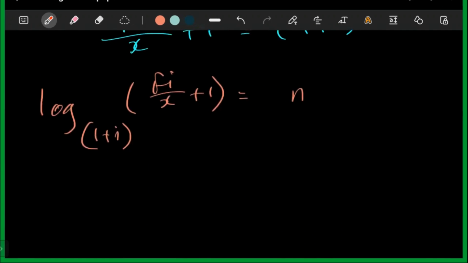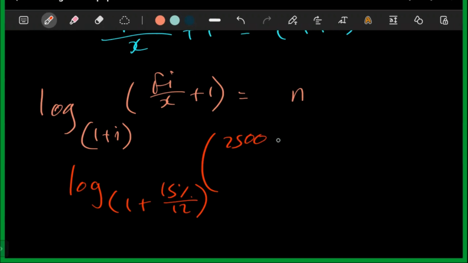2,500,000. So you can just make F 2,500,000, your interest, your monthly installment, and then you can just find out what month is required. So let's see here, log, log here, 1 plus 15% over 12, and then here 2,500,000, and then 15% over 12, the whole thing over 5,000.